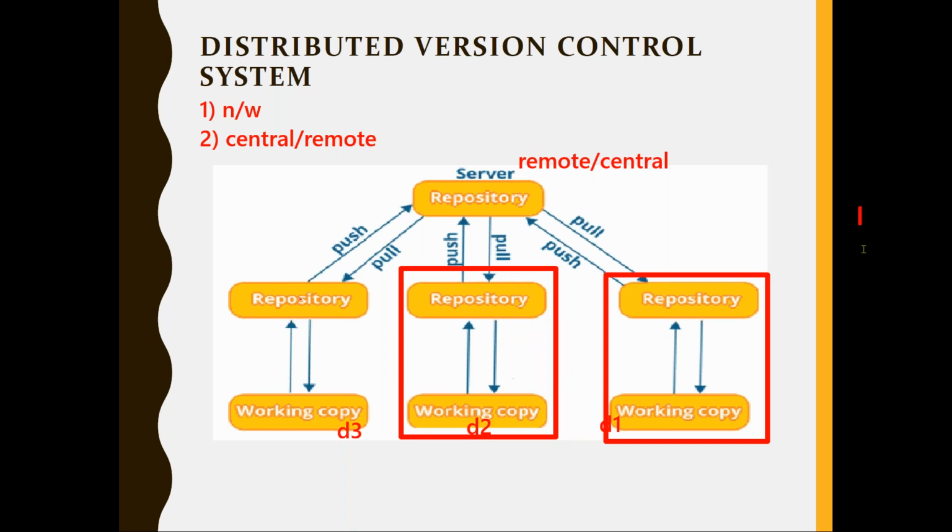If you notice here, every person has another repository. This is called the local repository. This means in distributed version control systems there are two repositories: the remote repository and the local repository. The local repository is nothing but a copy of the remote. Every person will get a copy of the remote repository onto their local computer.